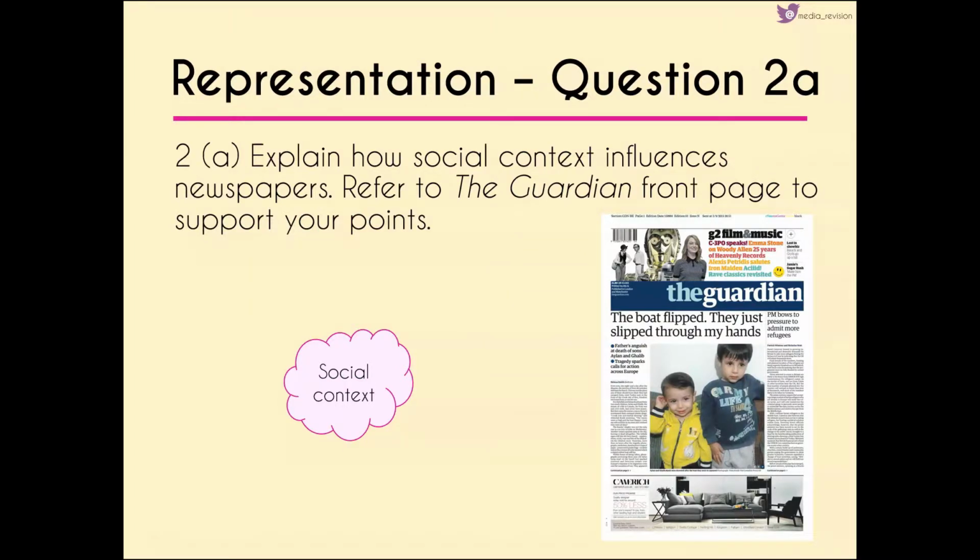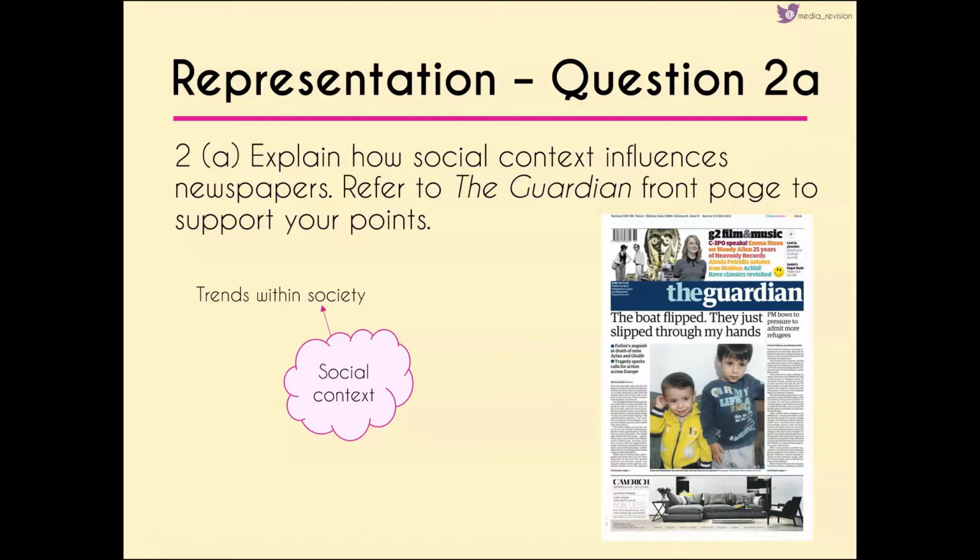2A then. I think this is fast becoming one of my favourite questions. And again, I'm going to say the same thing over and over again. We're focusing on social context first, okay? The context comes first. You use your source as evidence, okay? And you'll see how that works in my example. But I would advise doing a little plan as well if you're not sure. So how social context influences newspapers?